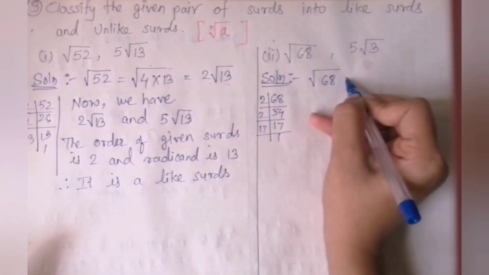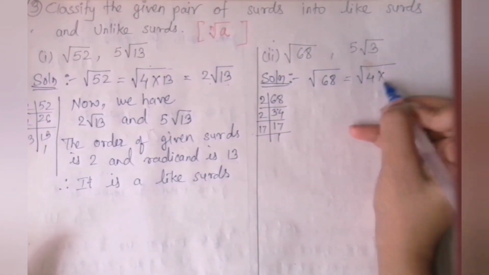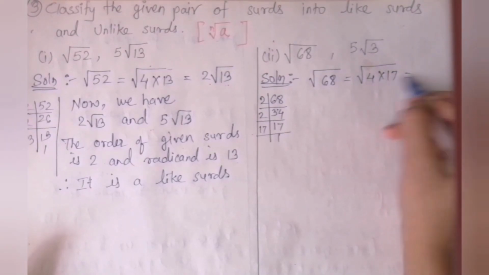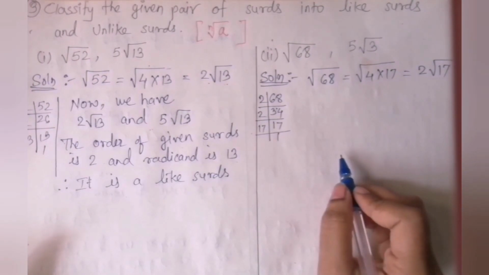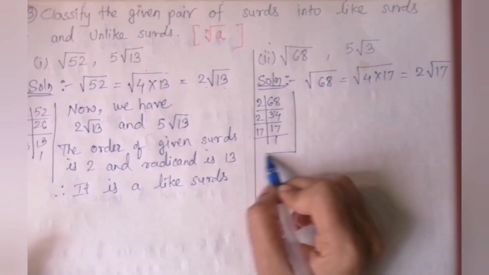Square root of 68 equals under root of 2 2s are 4, write down as it is, and this is 17. Clear? After that, what we get? Square root of 4 is what? 2, and under root of 17, write down as it is. Now students, write down these two surds. Okay, this is rough work students.